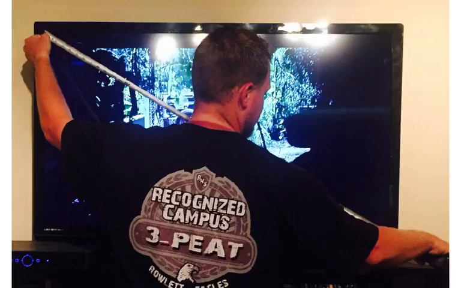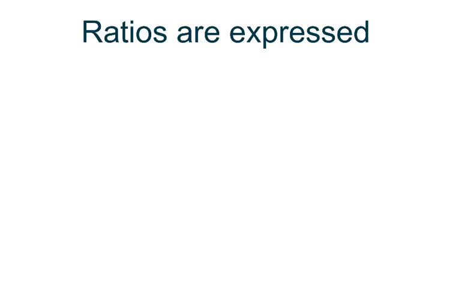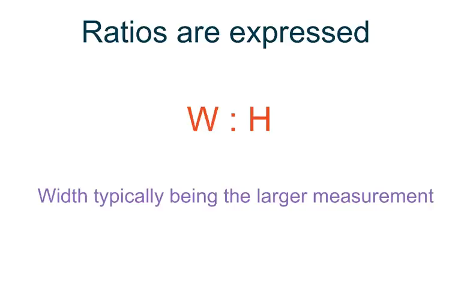So here you see me measuring my TV, and you see that it's about 49 to 50 inches. This is actually advertised as a 50-inch screen. And I think it's just a little bit over 50 from the outside corner to the other, but the screen's actually advertised as the viewing area, so it's 49 and a half, which classifies it as a 50-inch TV. So ratios here are expressed as width to height, width being the larger measurement typically.